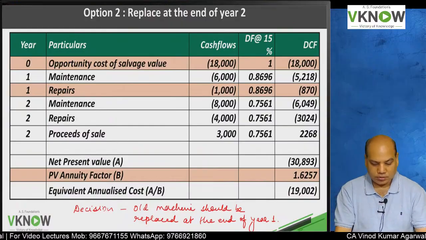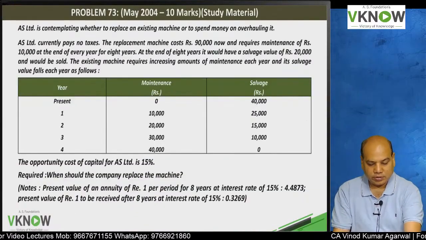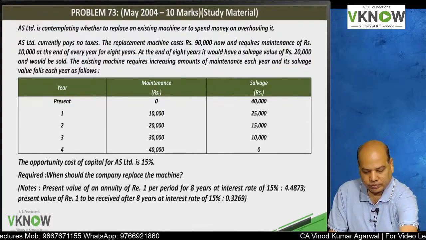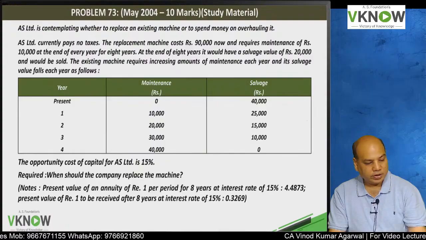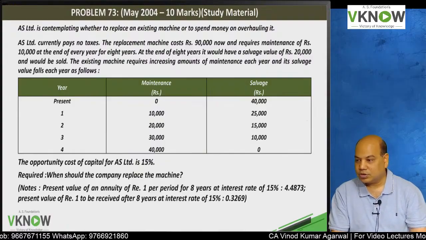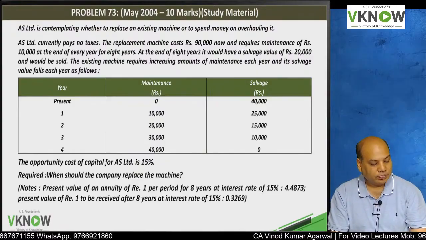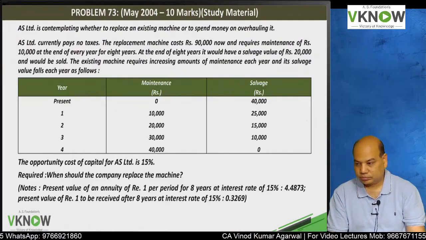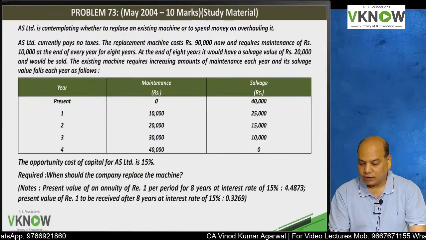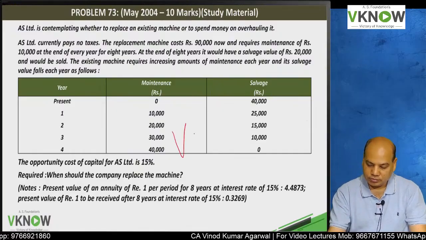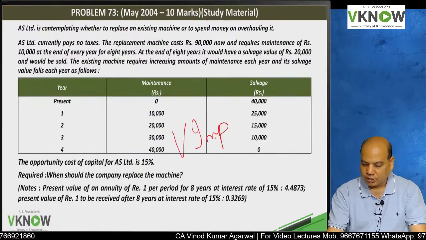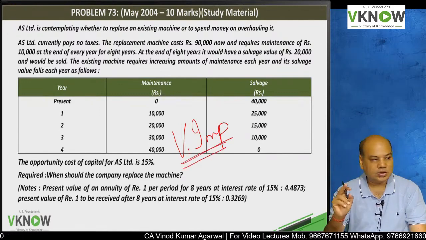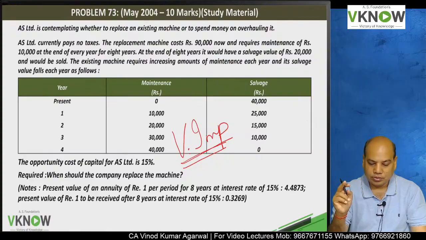Now next is question number 73. Question number 73 is a May 4 exam question for 10 marks. And the same question is appearing in the study material also. Write down very important question. Very important. And this question can be asked in your exam also.